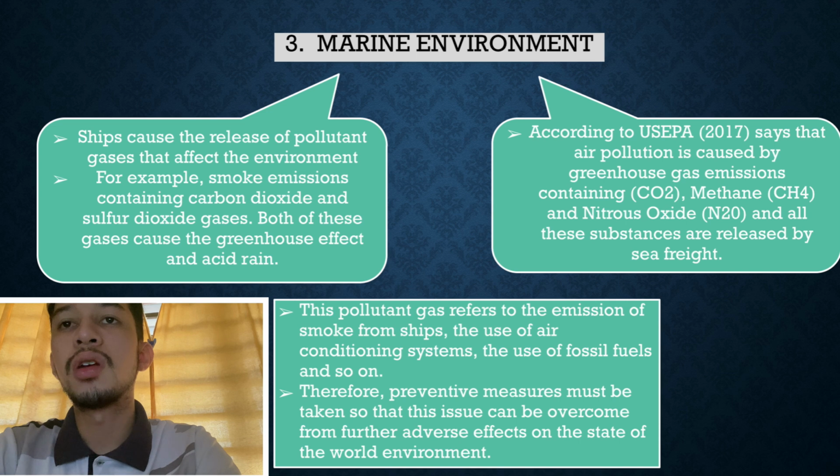According to UNESPA 2017, air pollution is caused by greenhouse gas emission containing CO2, methane CH4, nitrous oxide N2O, and all these substances are released by sea freight. This pollution gas refers to the emission of smoke from ships, air conditioning systems, fossil fuel, and so on. Therefore, preventive measures must be taken so that this issue can be overcome from future adverse effects on the state of the world environment.